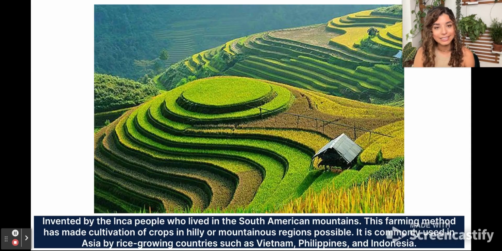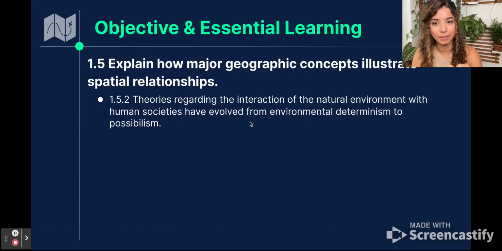Another example, right? This has to do with agriculture and farming. So this is terrace farming. This was invented by the Inca in South America in mountainous areas. So this farming method made cultivation of crops in these areas possible. You kind of have like these steps, right, that you see here to have that flat area to be able to grow things. This is also very much used in Asia and different rice growing countries. So again, kind of overcoming that difficulty, right, of the environment of being in a hilly or mountainous area.